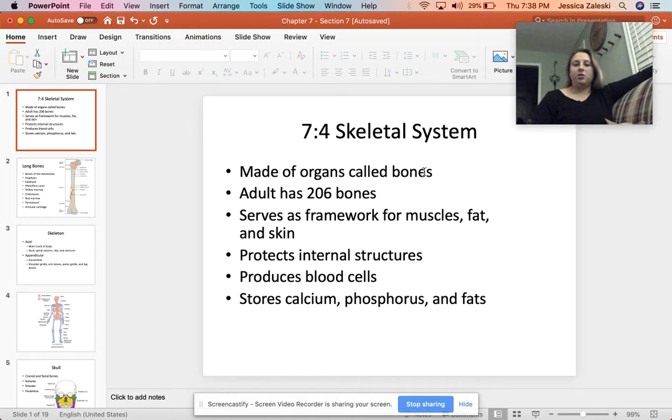It attaches to muscles and fat. It protects internal structures like your organs. It produces blood cells, which is very important. You can actually bleed out by fracturing a femur or your hip bone. Those are 2 very vascular bones, very dangerous to fully break. Your skeletal system also stores calcium, phosphorus, and fat. So it's a major nutritional reserve for your body.